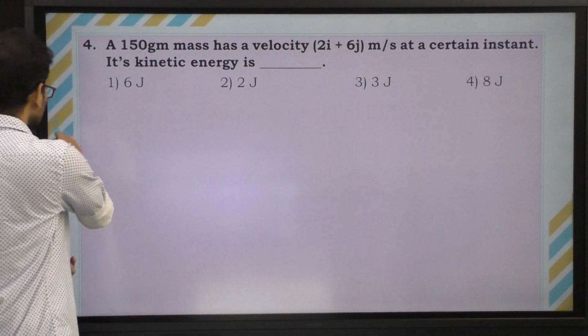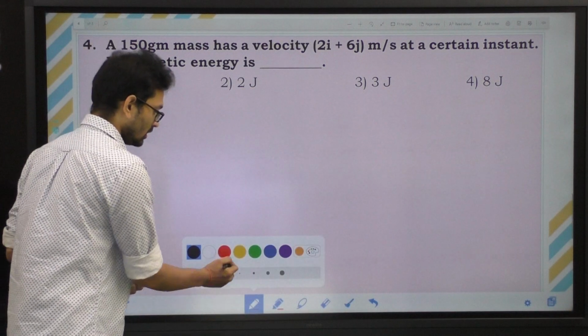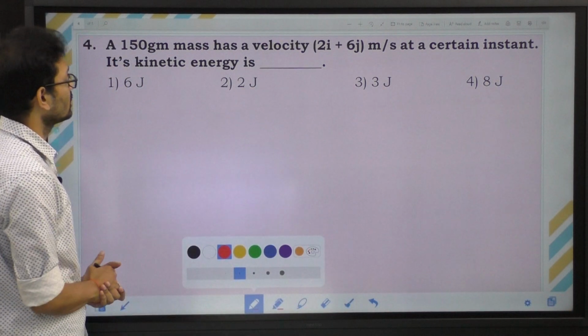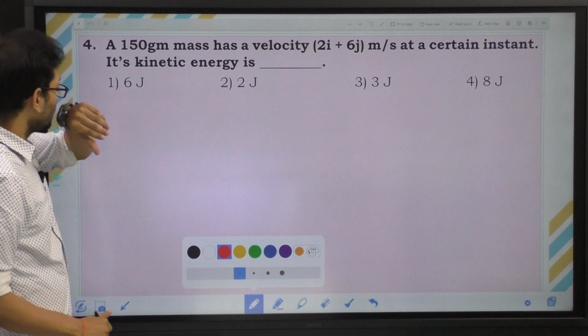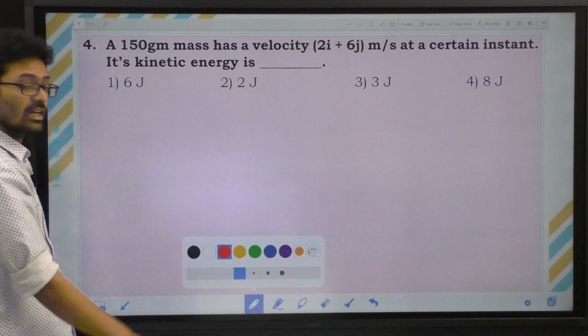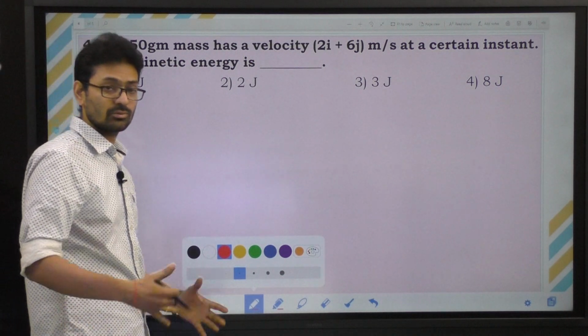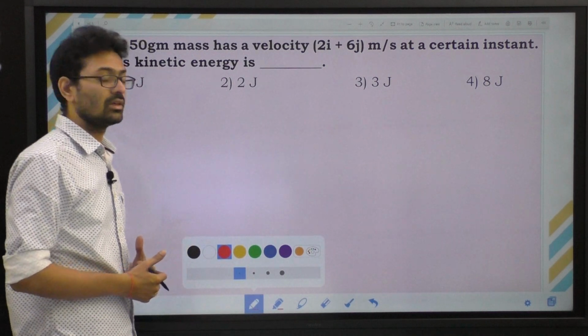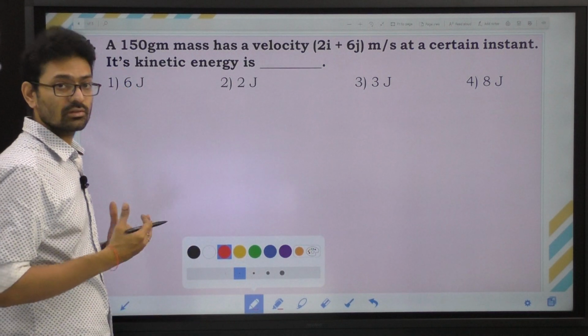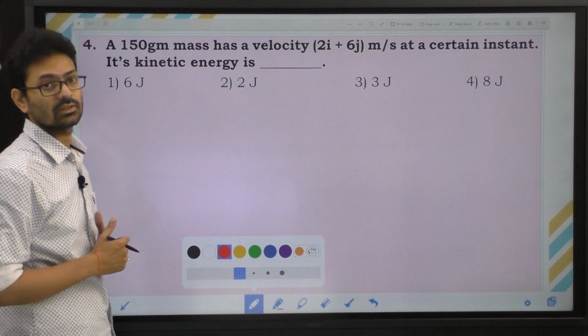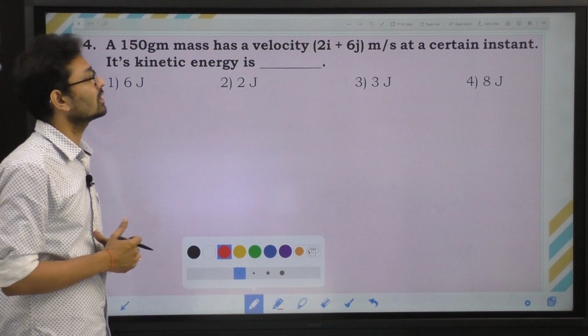Right, now this is your fourth question. Let us discuss this question. In this question you have 150 grams of mass. It is given in CGS, so you have to convert it into kgs, into SI.